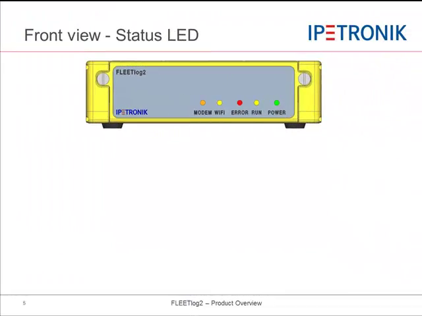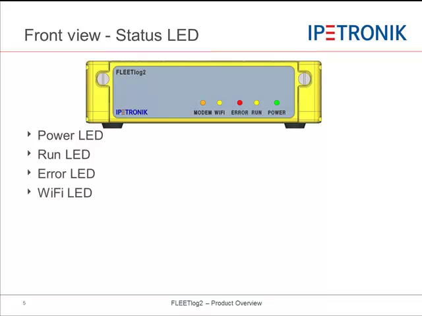Now we will cover the front view. You have got 5 important status LEDs: the power LED, the run LED, the error LED, a Wi-Fi status LED, and the modem LED. They are indicating the overall health status of the device.